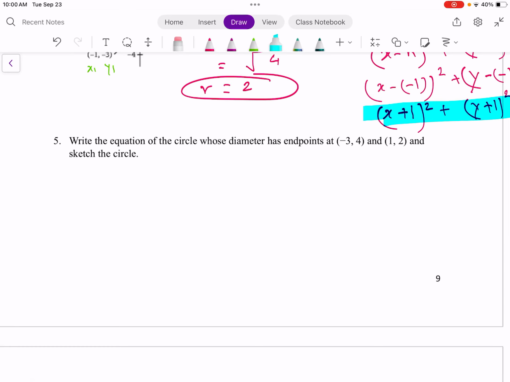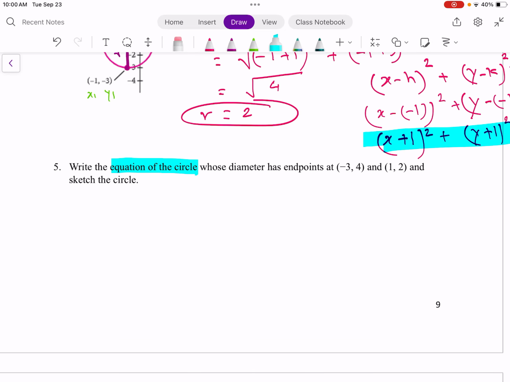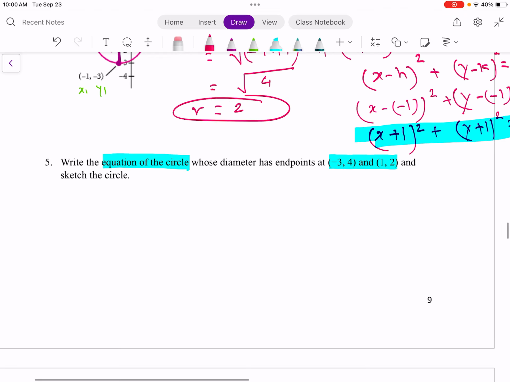So here we are asked to write the equation of a circle whose diameter has endpoints at (-3, 4) and (1, 2), and we are also asked to sketch the circle.